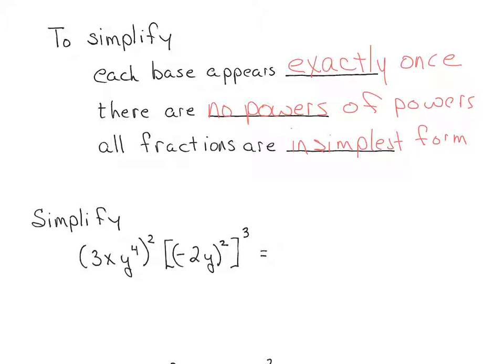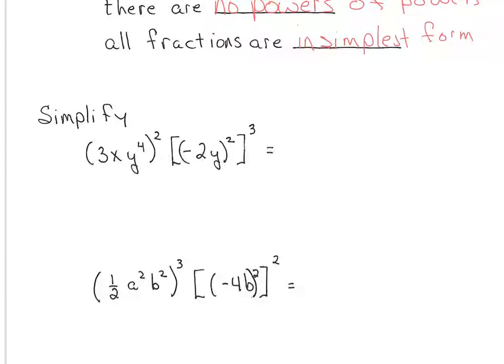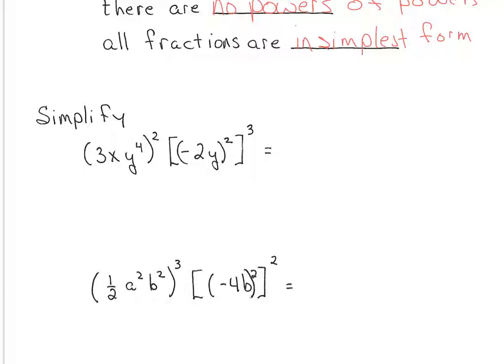So let's look at a couple. These are a little bit more complicated, but I believe you can do this. For the first factor, we would have 3 squared times x squared times y to the 8th. And here, we could simplify. I could multiply these two together if I want to first. Negative 2y to the 6th. This becomes 9x squared y to the 8th.